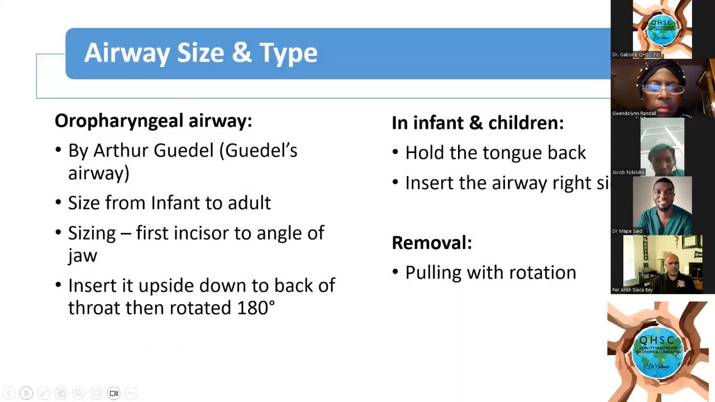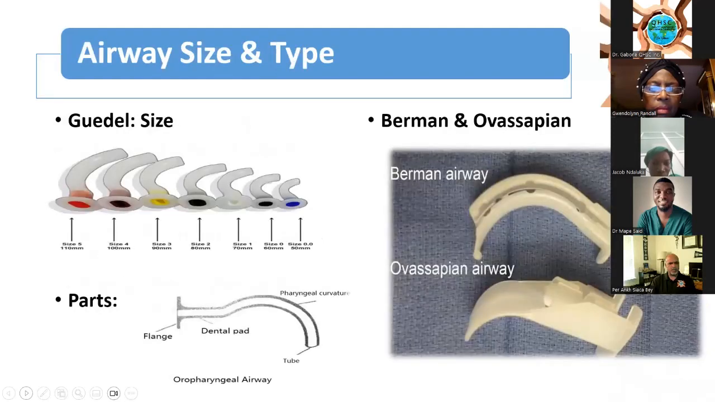So the oropharyngeal airway, also called the Guedel airway, comes in sizes for infants up to adults. Sizing is done by measuring from the incisors to the angle of the jaw. In adults it is inserted upside down, with the tip toward the roof of the mouth, then you rotate it 180 degrees. But in infants and children, we hold the tongue back and insert the airway right side up. During removal, we just pull it out with rotation. So the next slide, we will see the Guedel airway and how to size it.